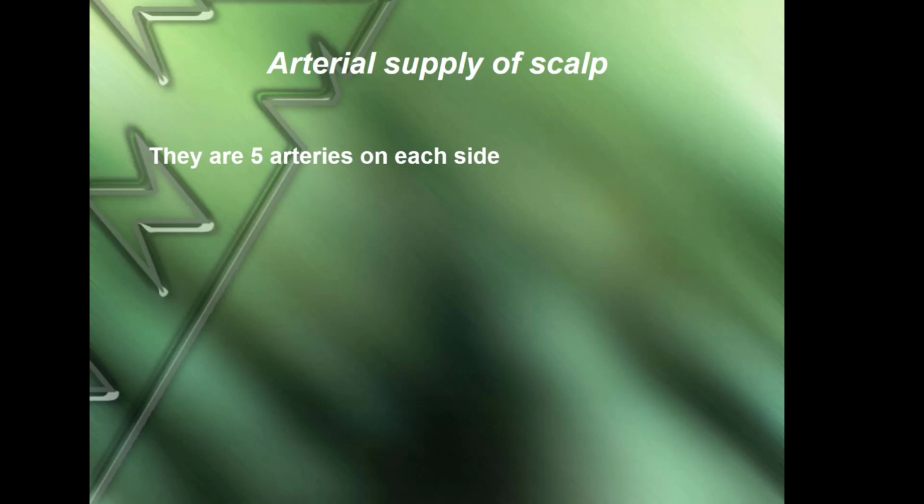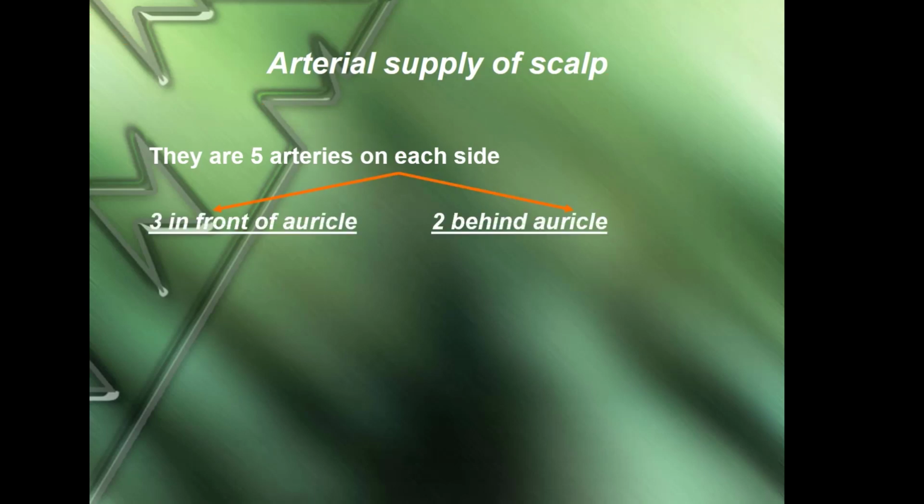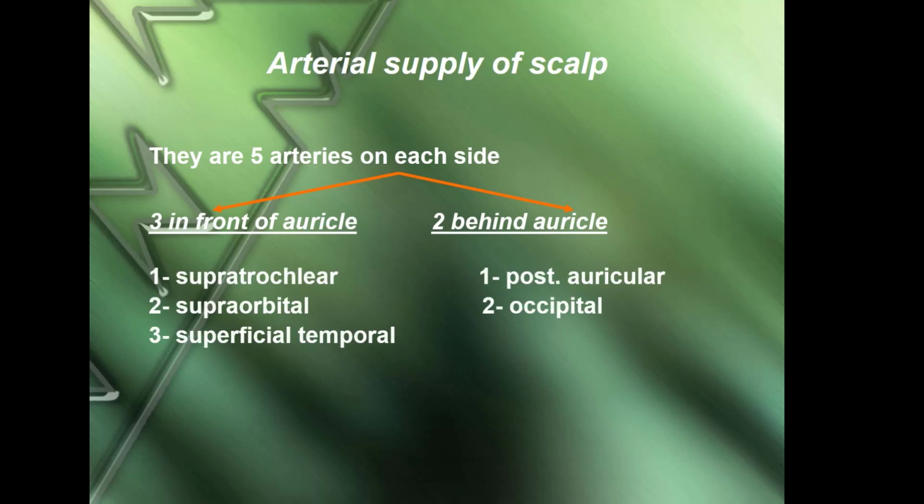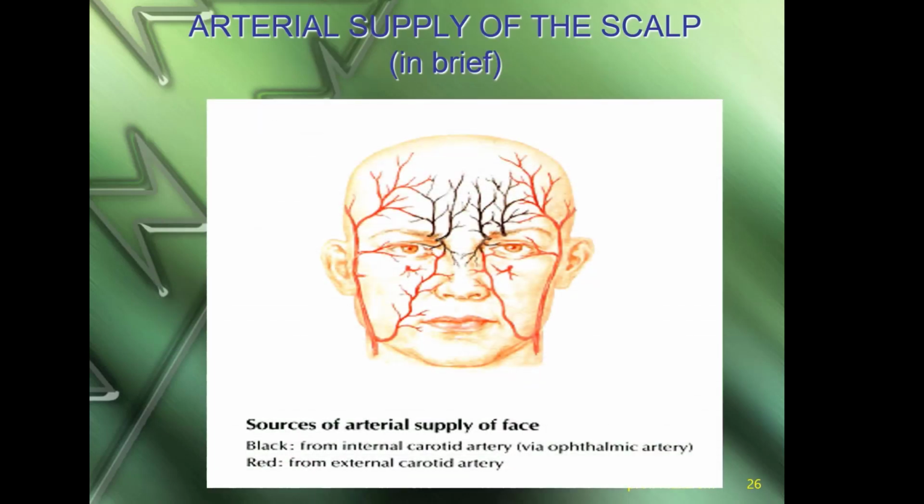The arterial blood supply of the scalp is taken from 5 arteries on each side. Now, what are they? 3 in front of the auricle, 2 from behind the auricle. The 3 in front of the auricle are the supratrochlear, supraorbital, and superficial temporal arteries. From behind the auricle, we have 2 arteries, the posterior auricular and the occipital artery. This is the main blood supply. I will not go into details. This is the main blood supply of the scalp, in brief.